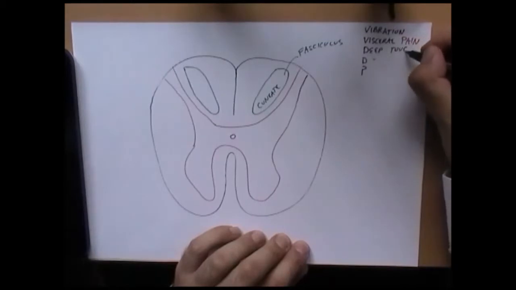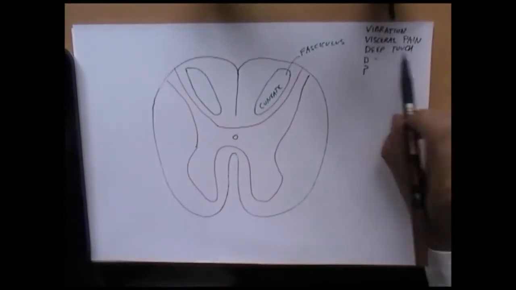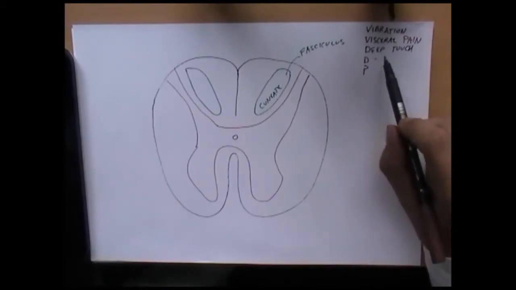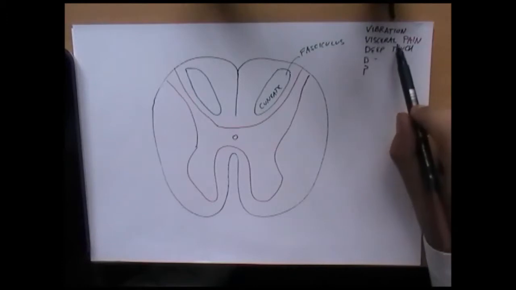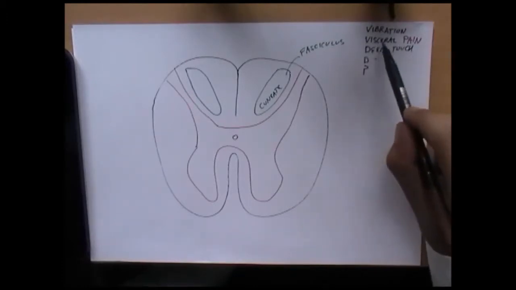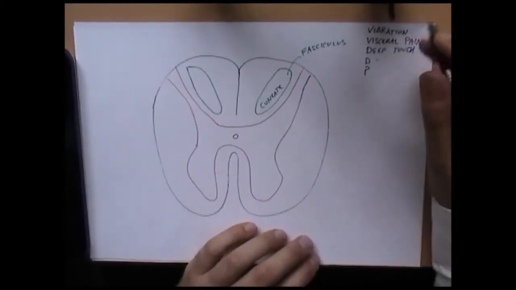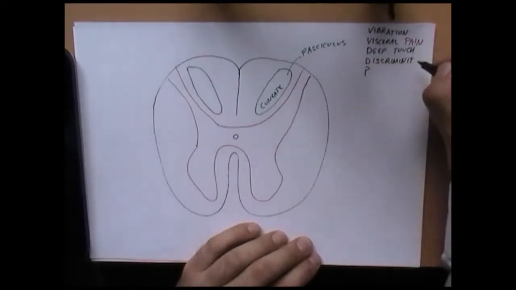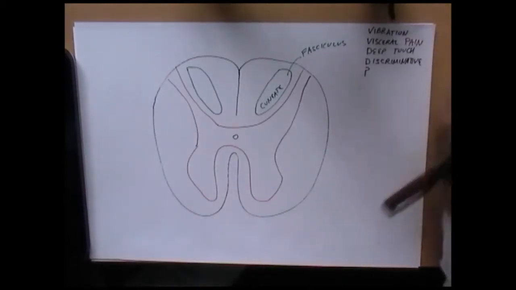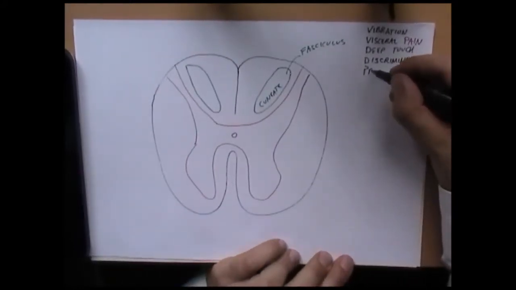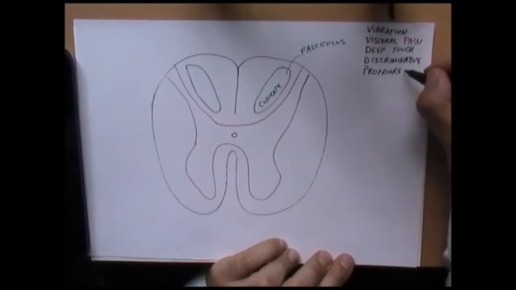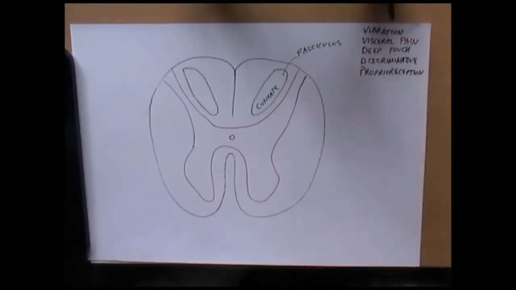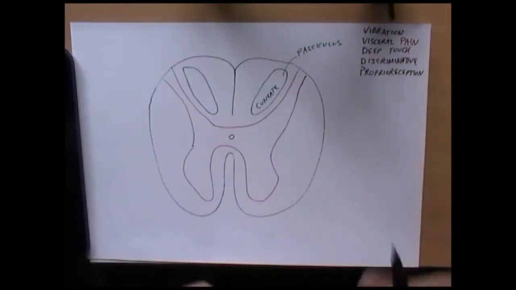It also carries deep touch. So these two kind of make sense: visceral pain being deep pain, and then deep touch, a non-pain signal. That grouping makes sense in the sense that they're both deep in the compartments of the limbs and the torso. It also carries discriminative touch, which allows us to specifically pinpoint where sensations are coming from, and it also allows us to detect where in three-dimensional space our limb and our body is. So it's responsible for signals of proprioception.